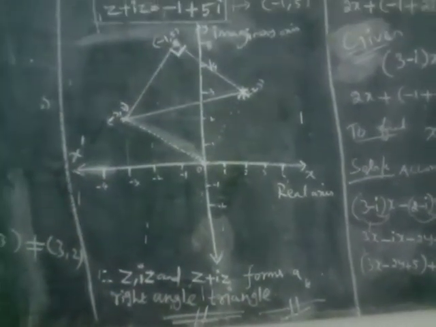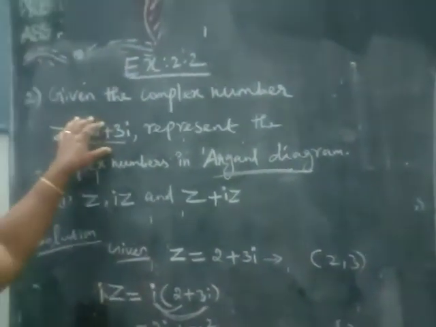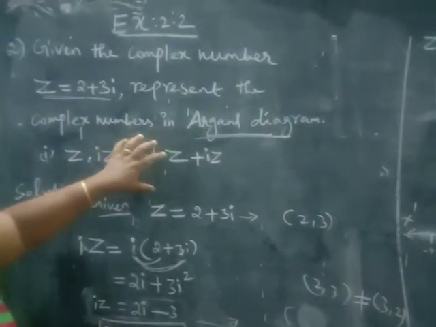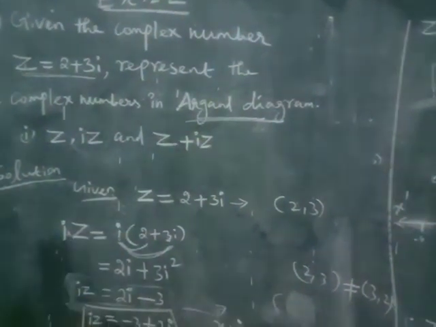Have you got it? Once again, I recall the problem. One complex number is given and 3 complex numbers are asked. We are going to represent these 3 complex numbers in the Argand plane.